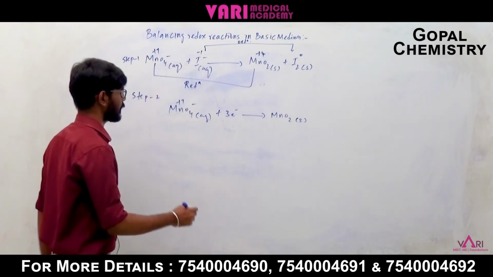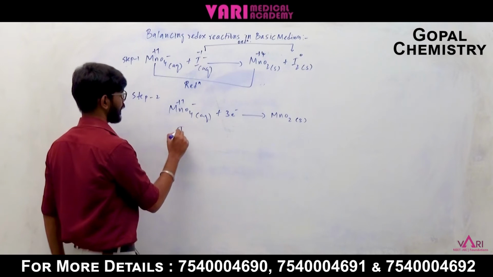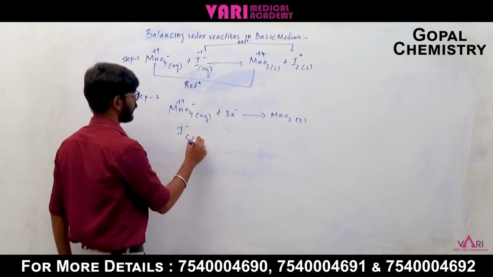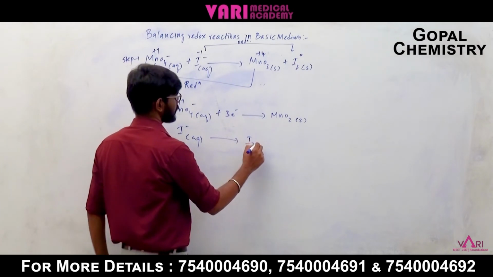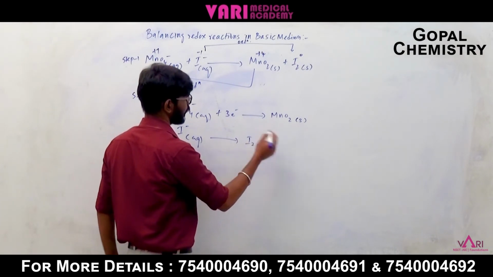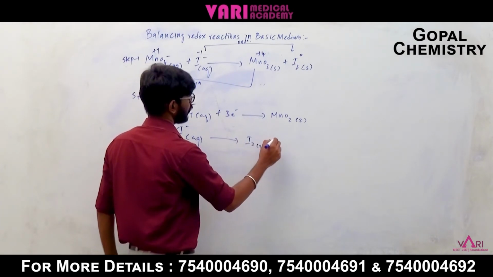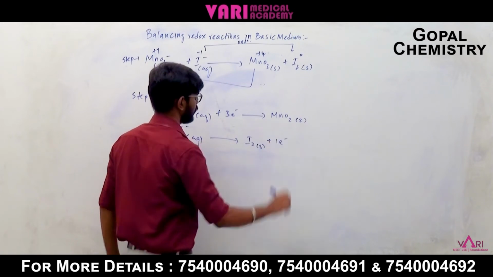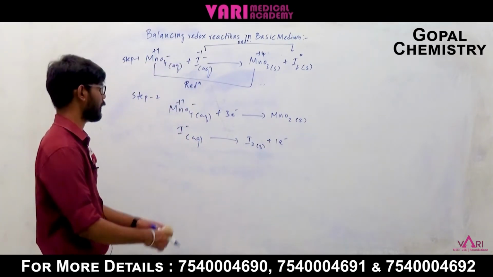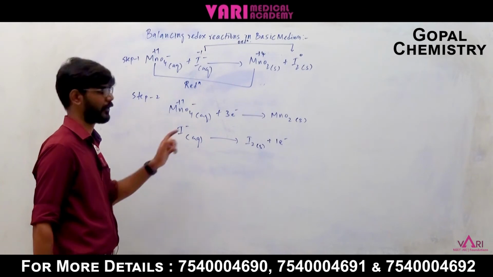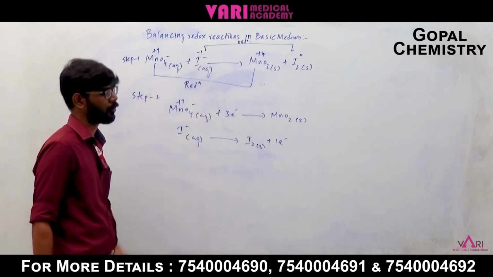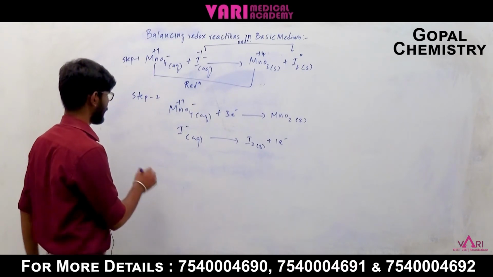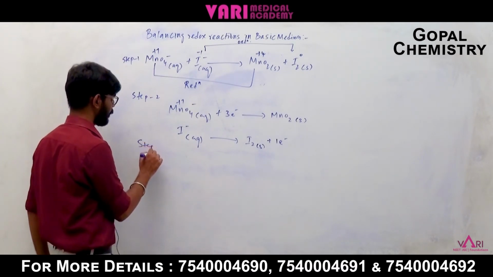Okay, so next one, the other half reaction is I minus iodide anion will give iodine gas or solid, we can change into solid. So 1 electron. Okay, this is step 2. So we are segregating into 2 half reactions. Okay, so first one is this reduction reaction and second one is oxidation reaction. Okay, so next step 3. What is step 3?